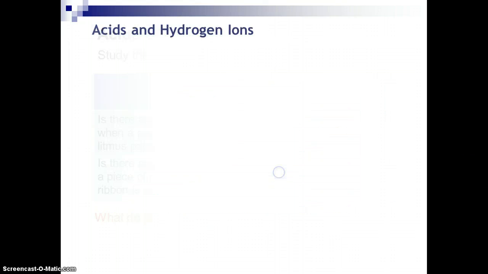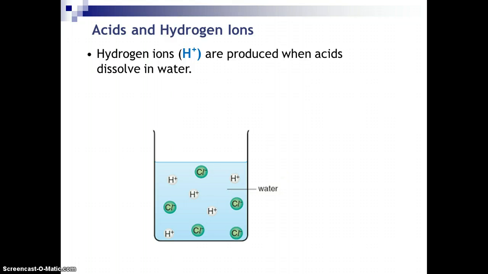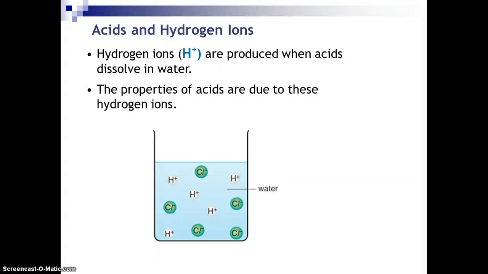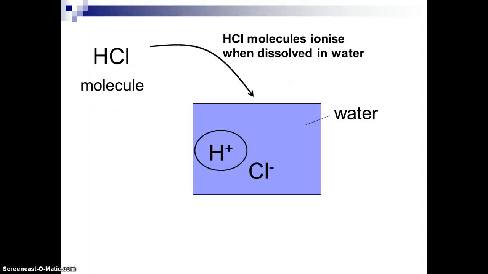The answer is hydrogen ions. Hydrogen ions are produced when acids dissolve in water. And it's these hydrogen ions that cause or show the properties of acids. As you see, the hydrogen chloride molecules, when dissolved in water, become hydrogen ions, H+, and chloride ions, Cl-, as in the equation below.